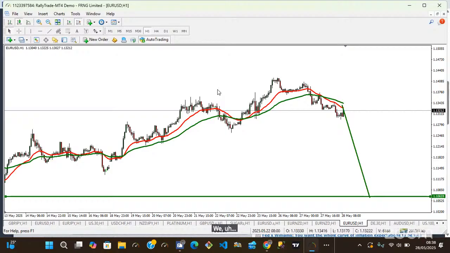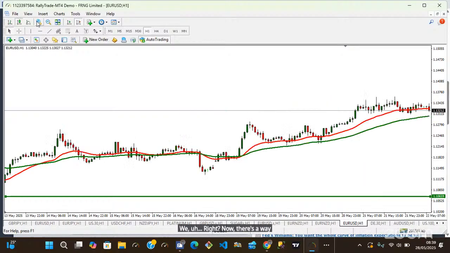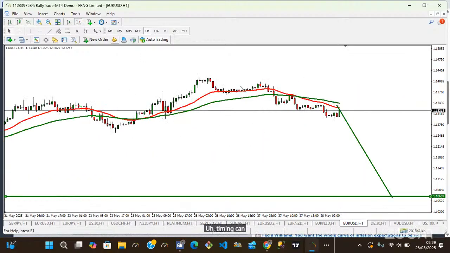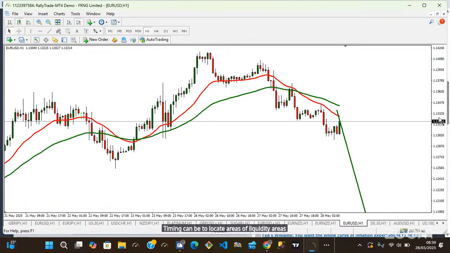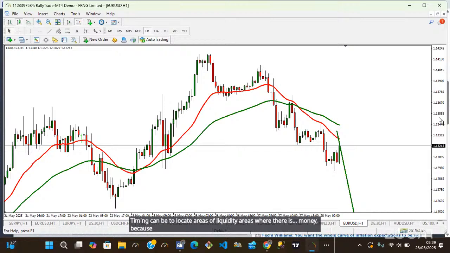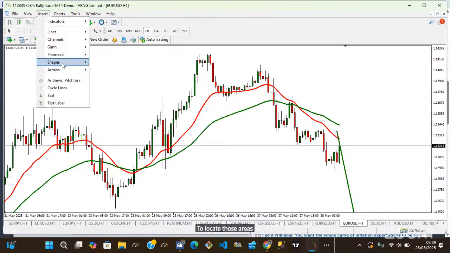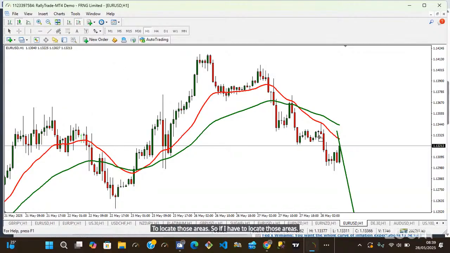All right. Now, there's a way we can help our timing. Our timing can be to locate areas of liquidity, areas where there is money, because market moves based on liquidity, and liquidity is money. So to locate those areas, if you are to locate those areas, there is one here.